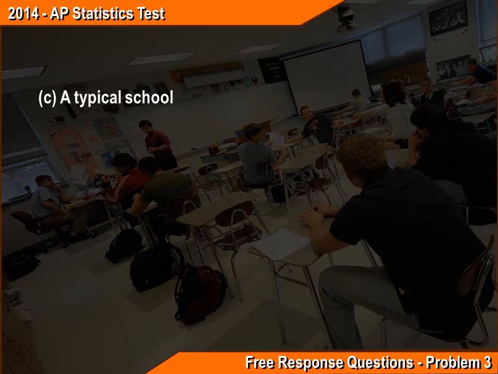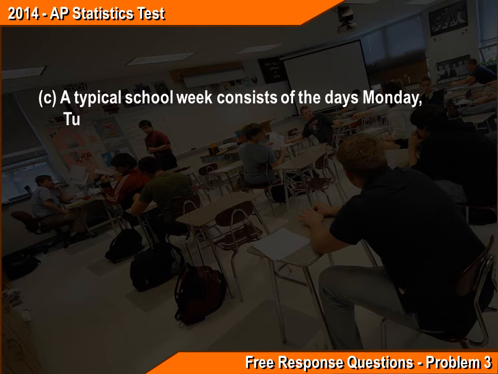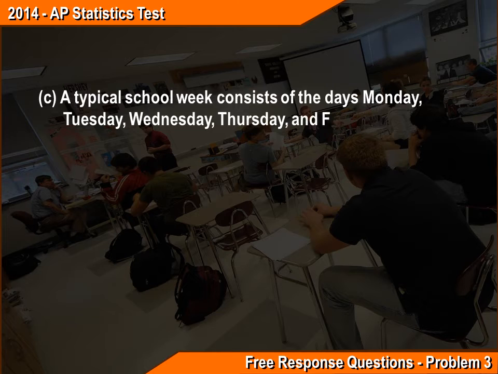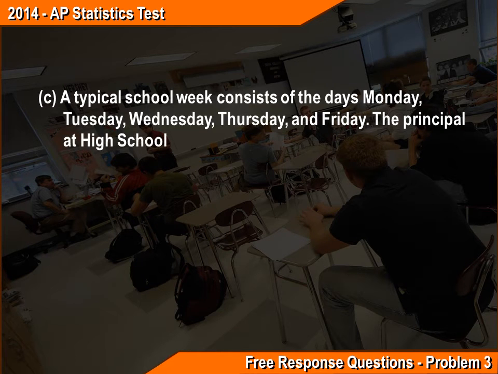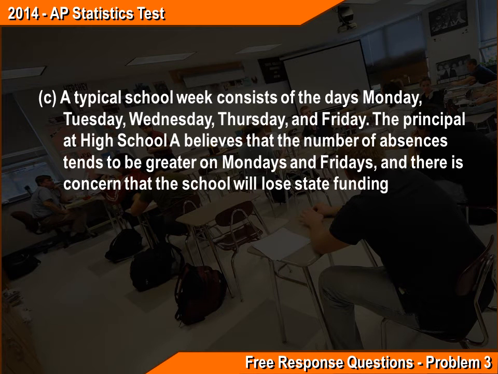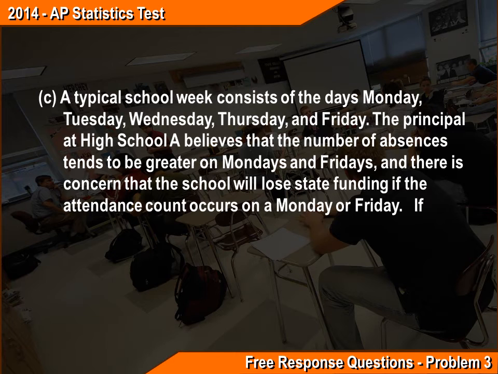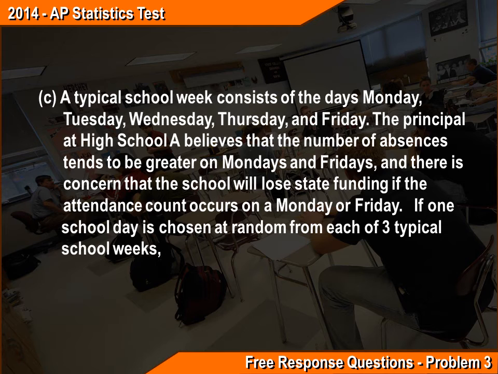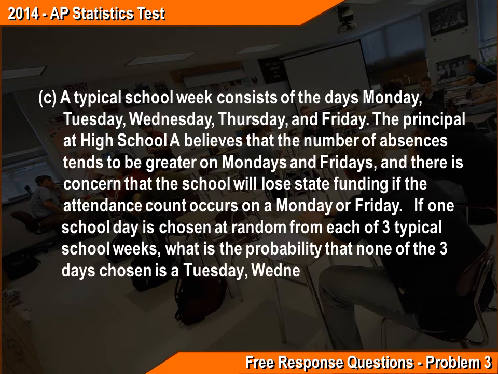A typical school week consists of the days Monday, Tuesday, Wednesday, Thursday, and Friday. The principal at High School A believes that the number of absences tends to be greater on Mondays and Fridays, and there is a concern that the school will lose state funding if the attendance count occurs on a Monday or Friday. If one school day is chosen at random from each of 3 typical school weeks, what is the probability that none of the 3 days chosen is a Tuesday, Wednesday, or Thursday?